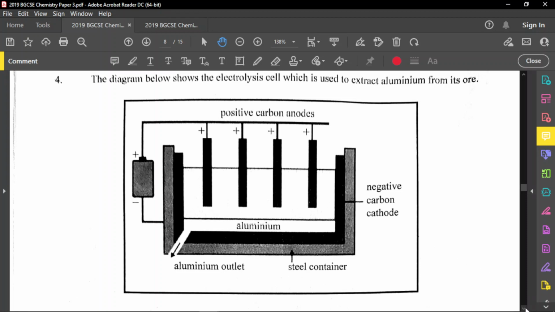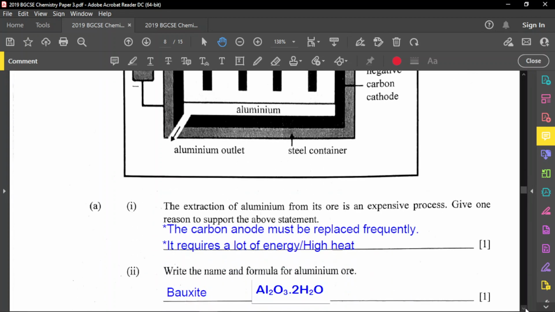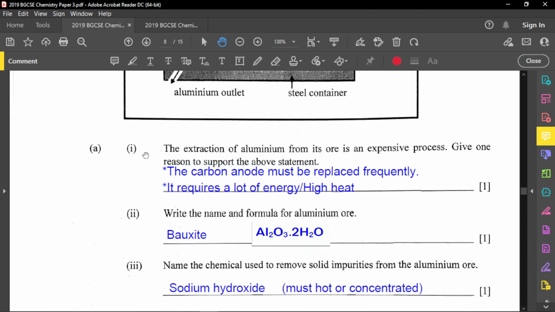All right, and so let's look at option A. Option A, which is 1, says the extraction of aluminum from its ore is an expensive process. Give one reason to support the above statement. You have 2 possible options you can mention, even though there are others that you can actually get into.